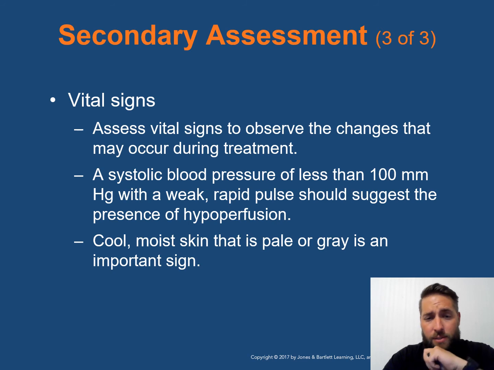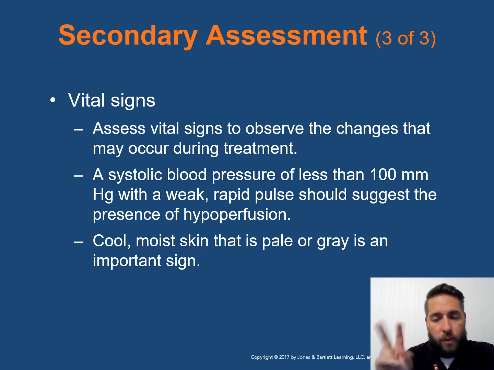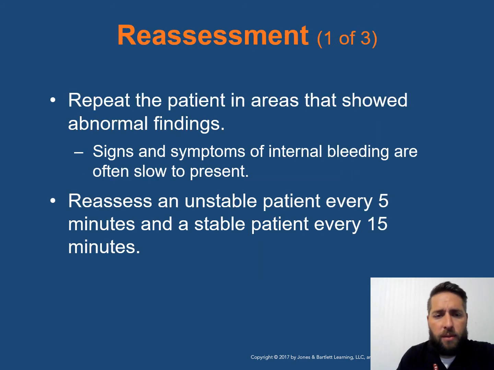Vital signs will help you determine how bad off the patient is. If they have a systolic blood pressure less than 100, well, this says 100, we say 90. The book says 100. 90 is actually the truth. And they have a rapid radial pulse, then that is suggestive of the presence of hypoperfusion. Cool, moist, gray skin is also an important sign. Shunting of blood, we talked about that.